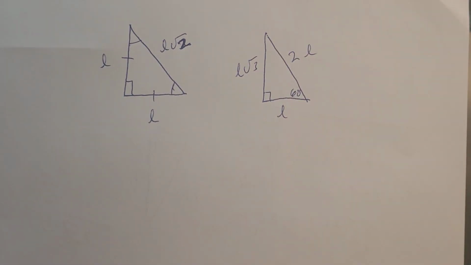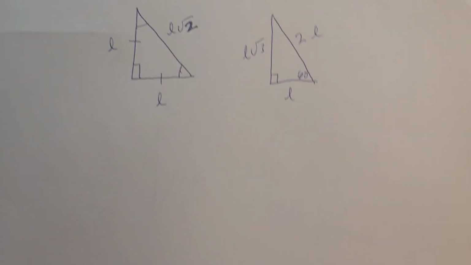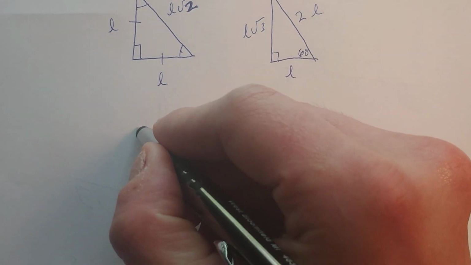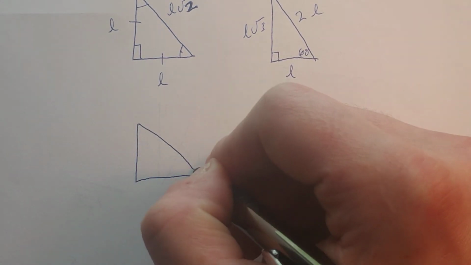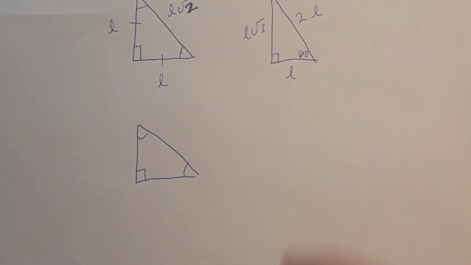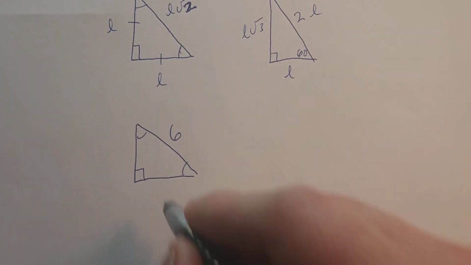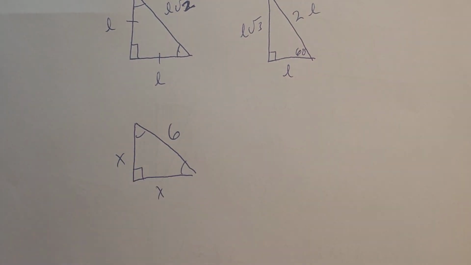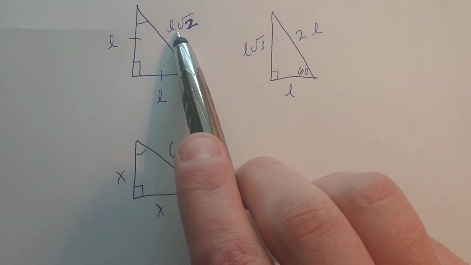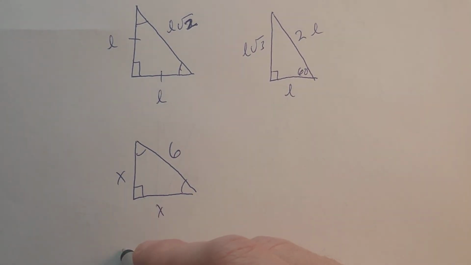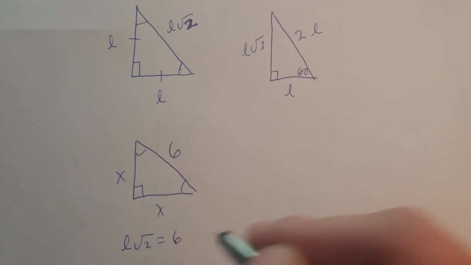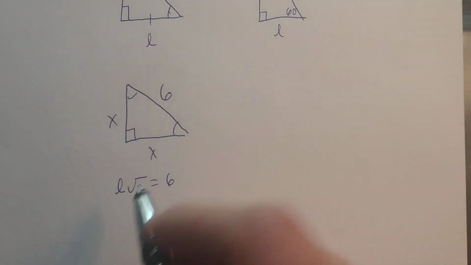Anytime we're looking at triangles, if you can remember these ratios, you can go through and solve and find the lengths just using that. So really quick, let's go over one. This is a 45. Let's say that I give you that side, and I want you to figure out what those are. Using the ratios, we would set this equal to 6. So L square root of 2 equals 6, and then you would have to solve for your L.